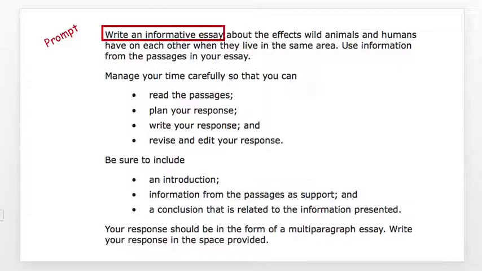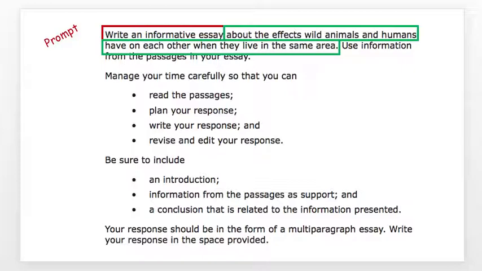The second part of this prompt that's really important is, what am I going to be informing people about? What am I going to explain? The second part of this prompt says about the effects wild animals and humans have on each other when they live in the same area. So I'm going to be writing an informative essay about the effects that animals and humans have on each other when they live in the same area. That is my writing prompt.